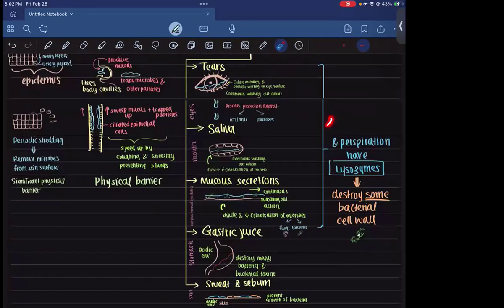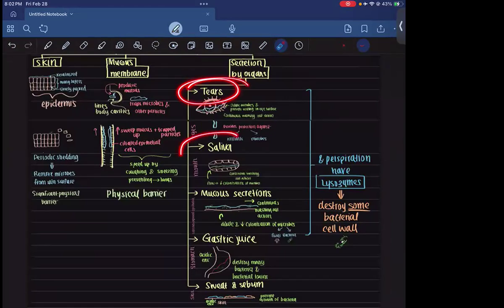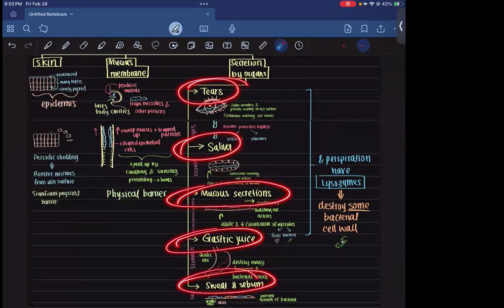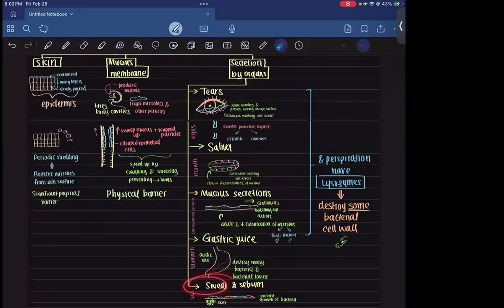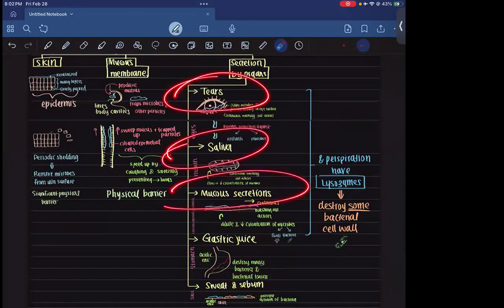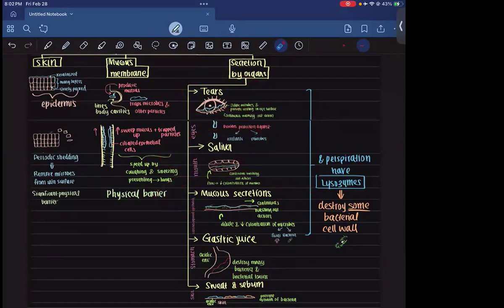So what are some secretions? Tears, saliva, mucus secretion, gastric juice, sweat, and sebum. So sweat glands will secrete sweat, sebaceous glands will secrete sebum. So basically, tears, saliva, mucus secretion, what are they going to do? They are going to secrete those. I mean, the tear gland will be secreting tears, salivary gland will be secreting saliva, and there will be mucus secreted. And all of them, basically, they will be diluting the microorganisms and they will be washing it away.